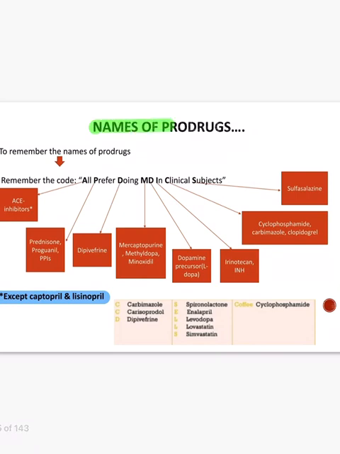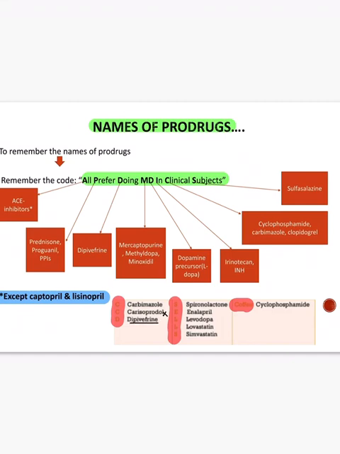Now what are the names of prodrugs? Either you can remember this mnemonic, "All prefer doing MD in clinical subject," or you can remember this mnemonic, "CCD sells coffee." For me this mnemonic is more relatable, so I remember this one. CCD sells coffee. C for carbimazole, that is the anti-thyroid drug. Then you have carisoprodol, no need to remember, not important.